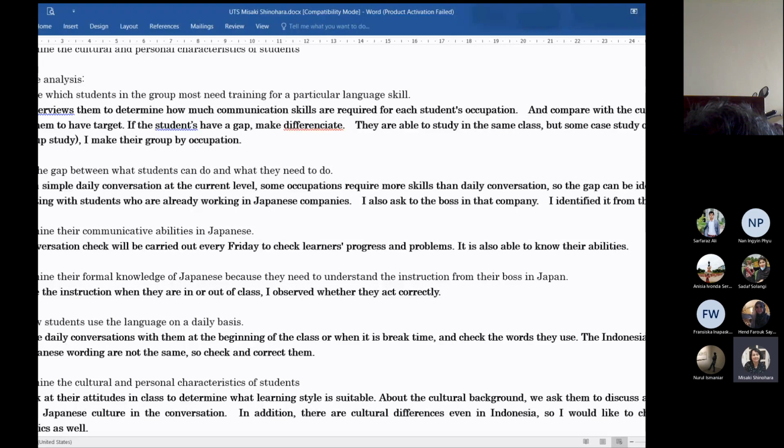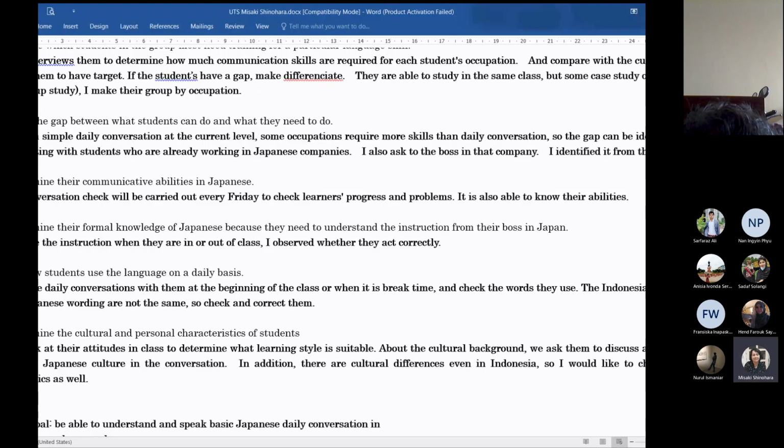Okay. Because expressions in Japanese and Indonesian are sometimes different. So if they just translate from Indonesian to Japanese, maybe sometimes Japanese people don't understand or they have a misunderstanding. So I observe them and also I correct them. Okay. Then number six is like this.